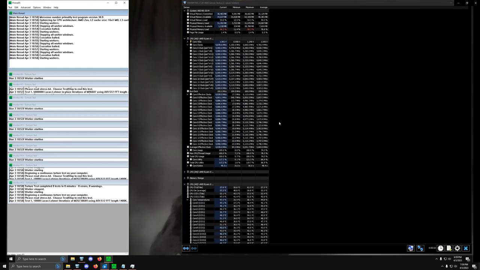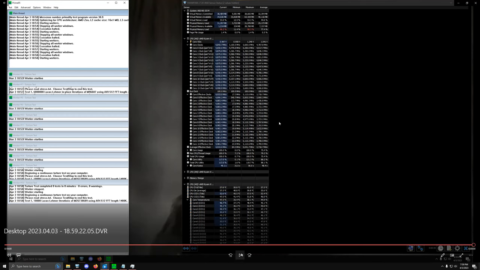I've seen points where it's been stuck at like 1500 megahertz, but that was when it was almost unstable, to the point of barely being able to run the stress test at all. So you can be in that sweet spot where your system is not crashing, but it's not actually getting the advertised performance.